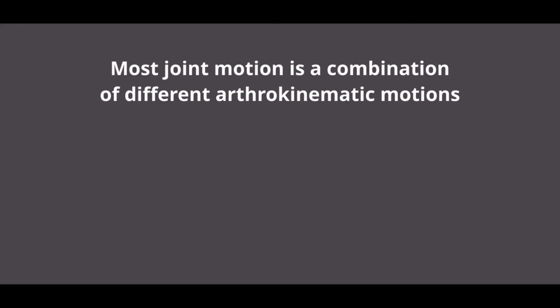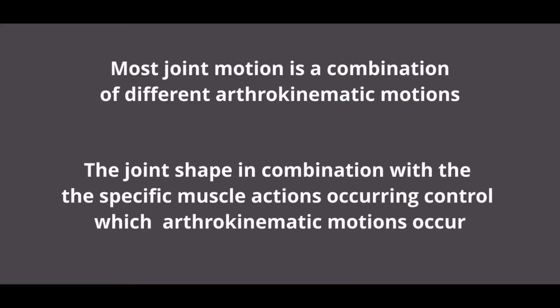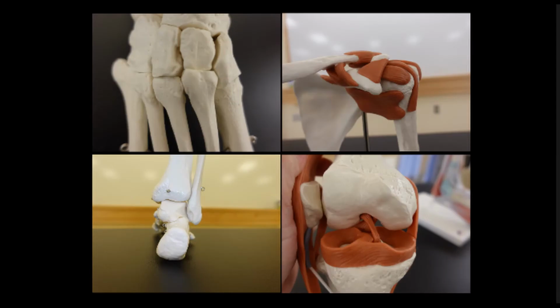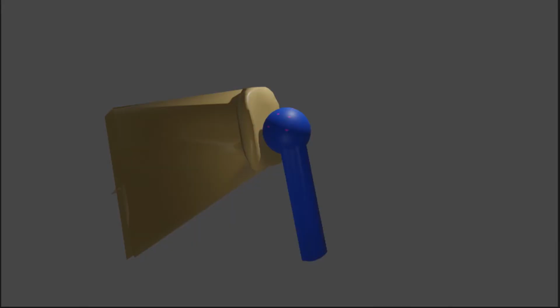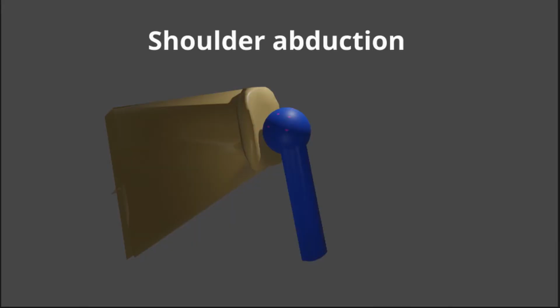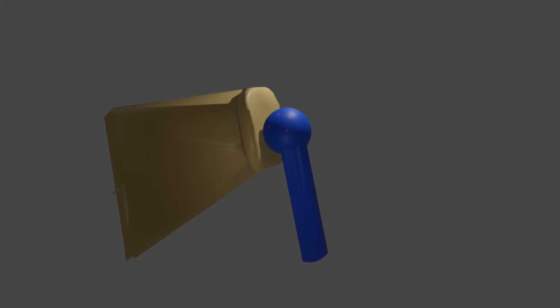It's important to realize that more than one arthrokinematic motion can occur at the same time. Which motions occur is dependent on the bony architecture of the joint and the muscle activity surrounding that joint during a particular movement. To better understand how these motions occur at the same time, let's return to our shoulder example from earlier. Let's look more specifically at shoulder abduction.